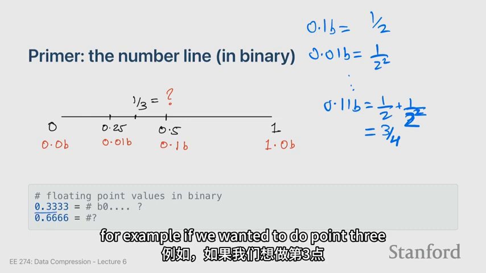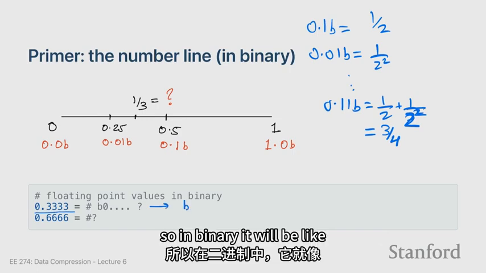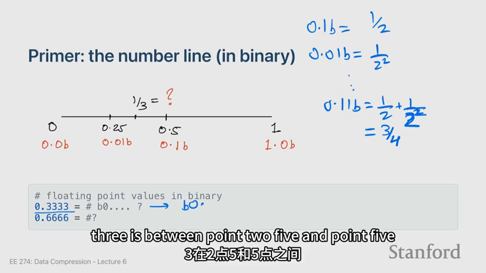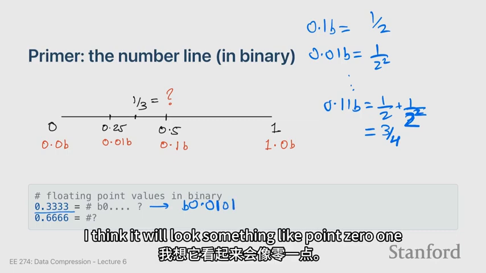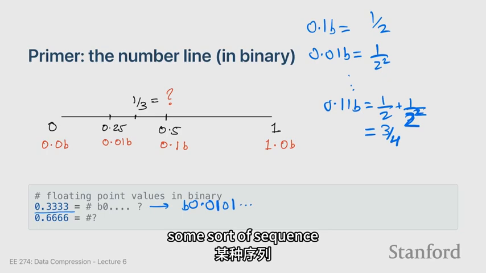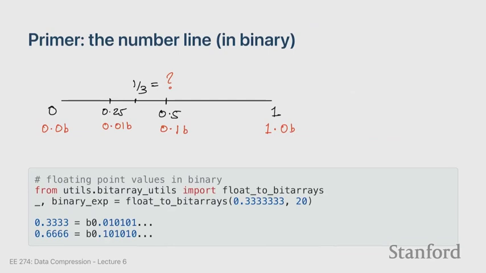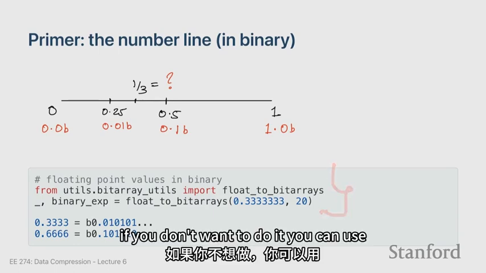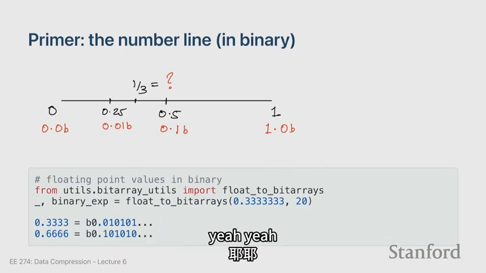For example, if you wanted to do 0.3333, in binary, 0.3333 is between 0.25 and 0.5, so it will start with 0.01, some sort of sequence. And if you don't want to do it, you can use some utility functions in Python or in C++ to do it. Don't worry about it.